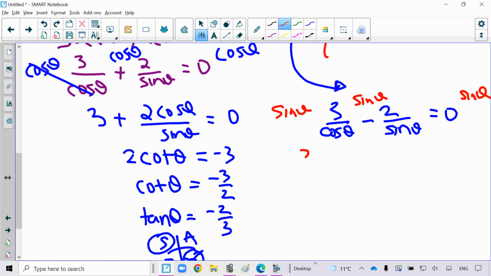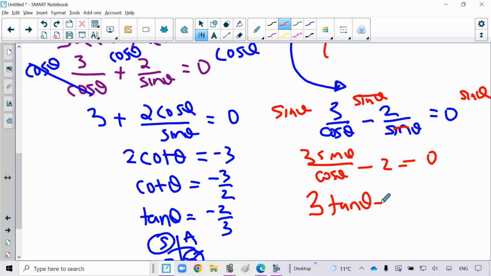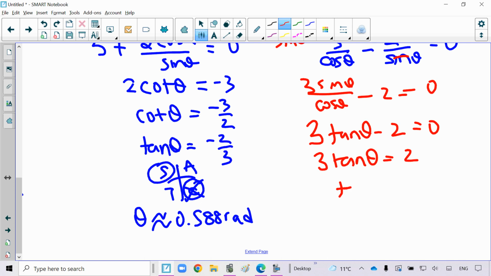Okay, so 3 sine theta over cos theta minus 2, the sine thetas are gone, equals 0, since 0 times anything is 0. Now, sine over cosine is tangent. So this is 3 tan theta minus 2 equals 0. So 3 tan theta equals 2. Divide both sides by 3, and tan theta is equal to 2 over 3. Okay, so let's do that one on our calculator.